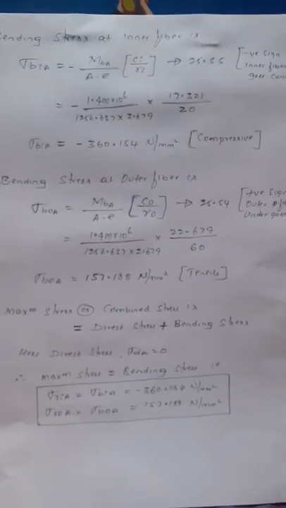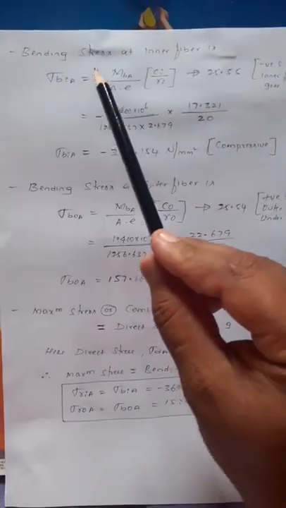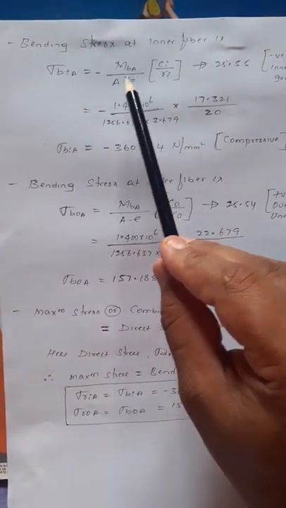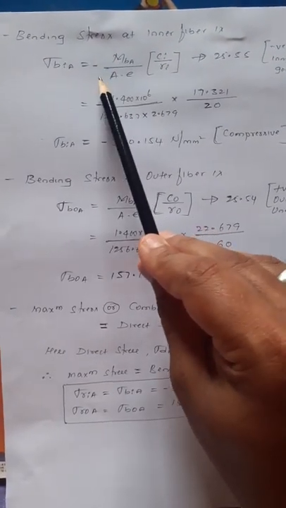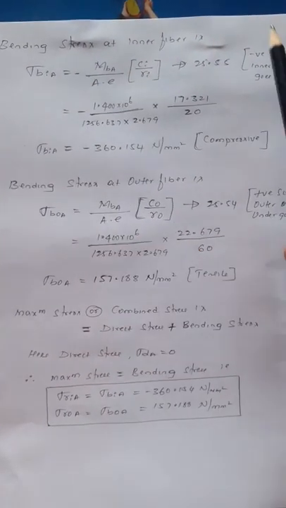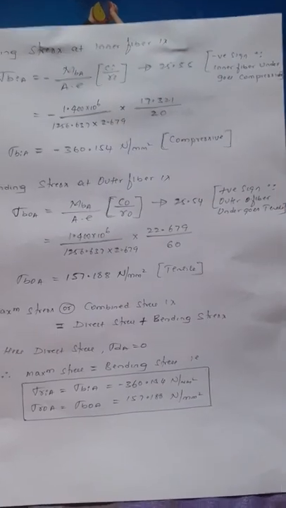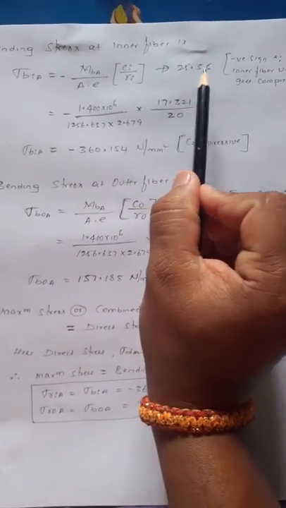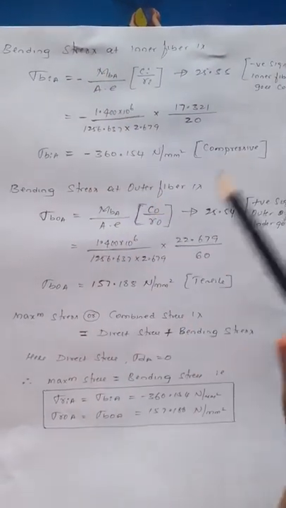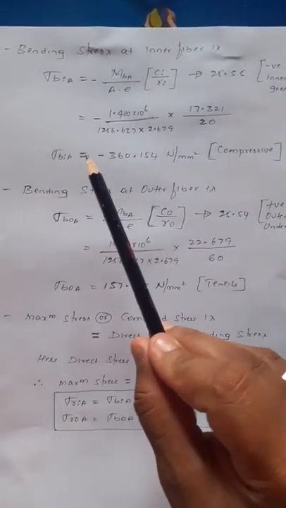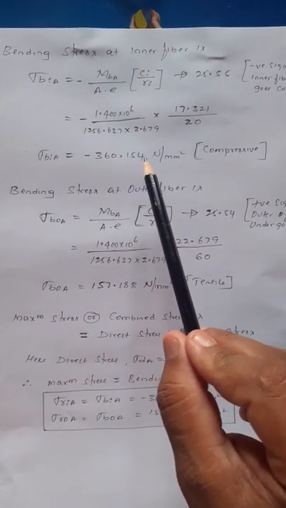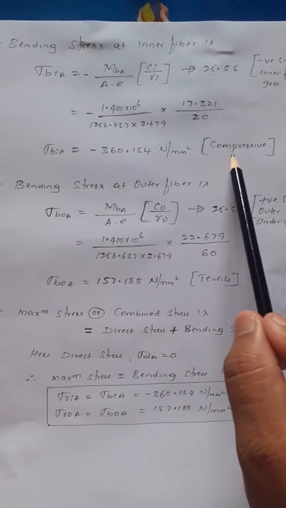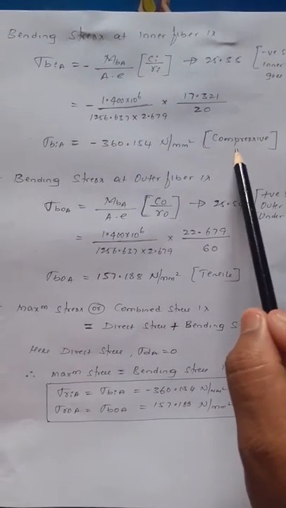Then what is the bending stress here? The bending stress at the inner fiber is, this is the formula we use, bending stress is MB by AE into Ci by Ra. Why do we use the negative sign? Because at the inner fiber, compressive stresses occur. That's why we get a negative sign in this equation. Then we substitute and calculate, we'll get minus 360.154 Newton per mm square. This is a compressive stress at the inner fiber at section AA.